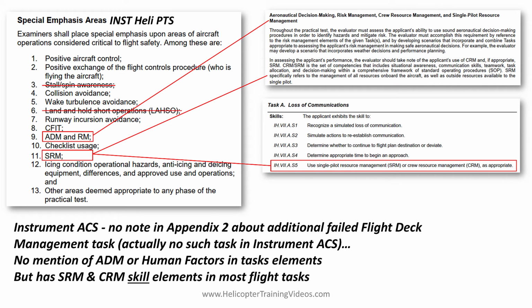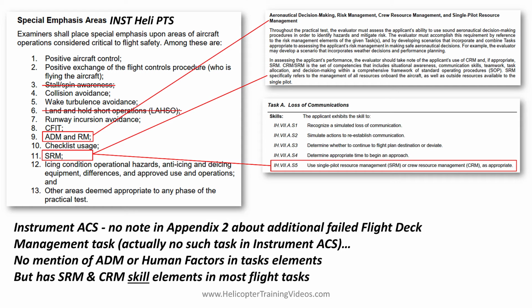As we already said, in the instrument ACS, there's no note on the Appendix 2 about the additional failed flight deck management task. That task doesn't exist in the instrument ACS. There's strangely no mention of ADM or human factors in task elements, or most of them, but there is in the instrument SRM and CRM skill elements in most flight tasks. The instrument ACS kind of feels like it was built by a different team. There's some inconsistencies between the private, commercial, and CFI.